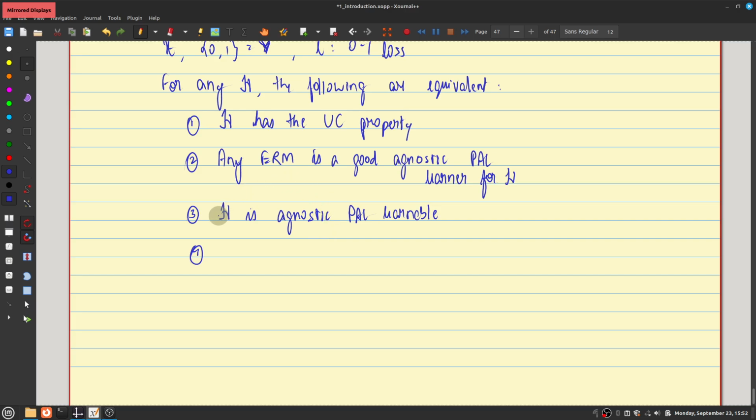Right? So the third point says that H is agnostic PAC learner. Again, remember that what I'm saying is that all of these are equivalent. So in the special case of binary classification, at least from the first 3 points, what it means is that if H is agnostic PAC learnable, then empirical risk minimization is good. It is going to help you achieve small epsilon delta error. So you don't need to look beyond empirical risk minimization for binary classification.